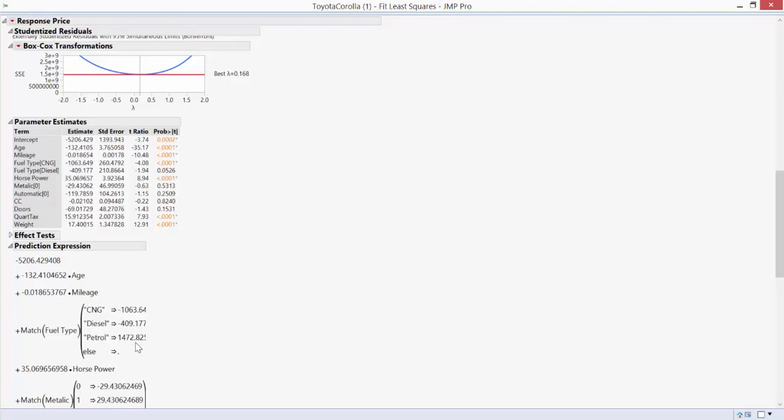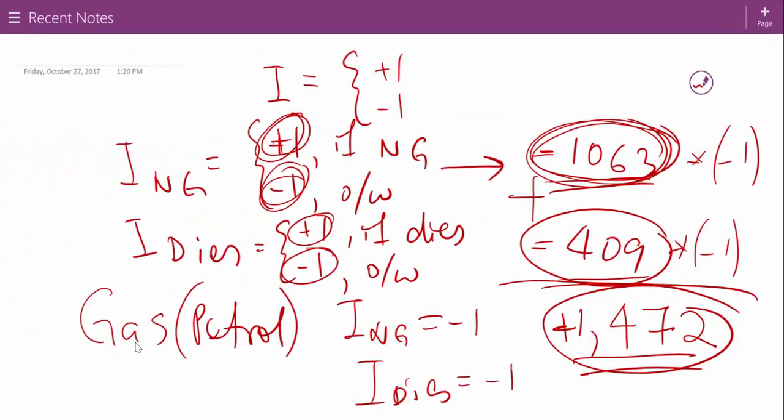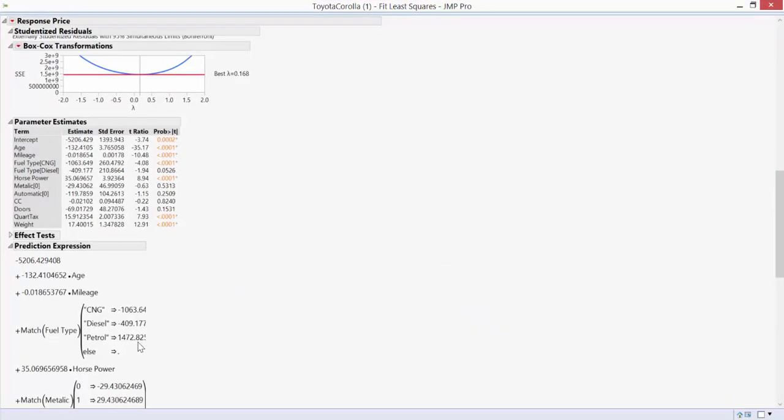Gasoline cars, didn't we just compute that? We did, right? Minus 409, minus 103 with a plus sign gives you 1,472, right? And that's what the last one says. 1,472 with a plus sign, right? So gasoline cars are more expensive than average by 1,472, okay? So now we kind of included this variable.